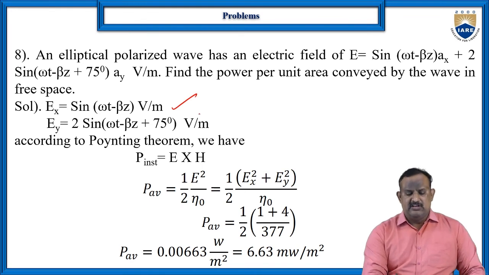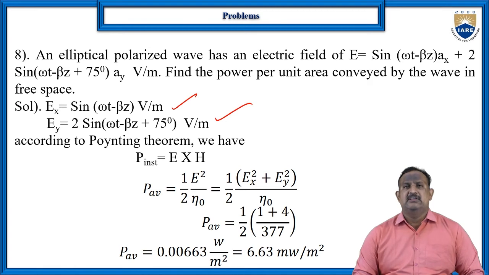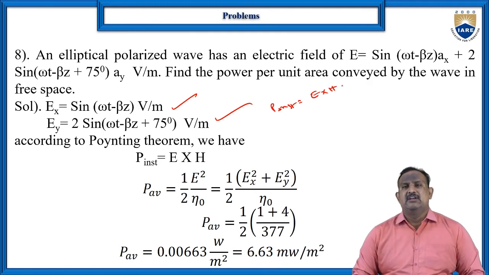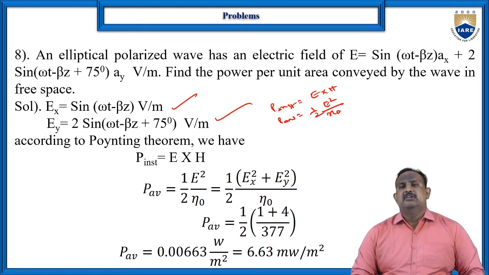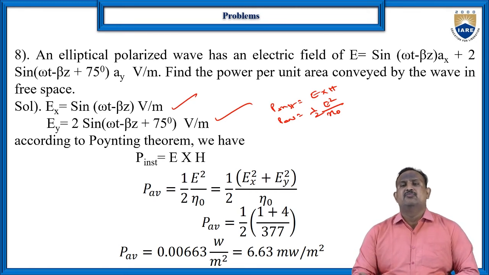If you separate the x and y components, Ex equals sin(ωt − βz) volts per meter, and Ey equals 2 sin(ωt − βz + 75°) volts per meter. According to the Poynting theorem, the instantaneous power is E cross H, where E is the electric field intensity and H is the magnetic field intensity, and the average power P average equals half into E square by eta naught. E square can be expressed in terms of the x and y coordinates.